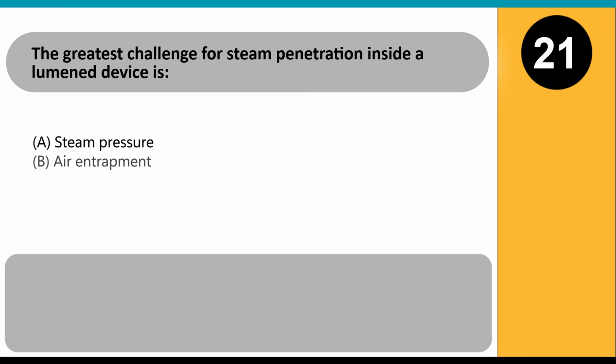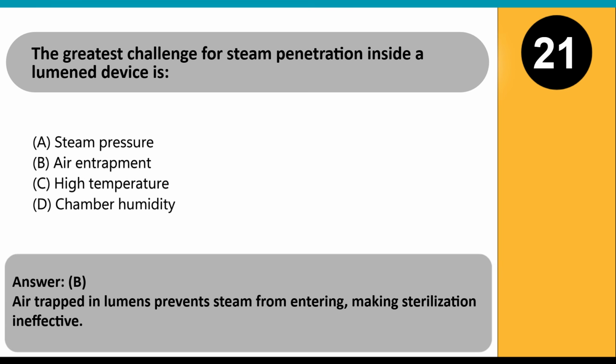The greatest challenge for steam penetration inside a lumen device is: A. Steam pressure. B. Air entrapment. C. High temperature. D. Chamber humidity. Answer: B. Air trapped in lumens prevents steam from entering, making sterilization ineffective.